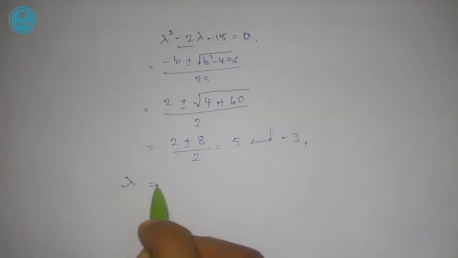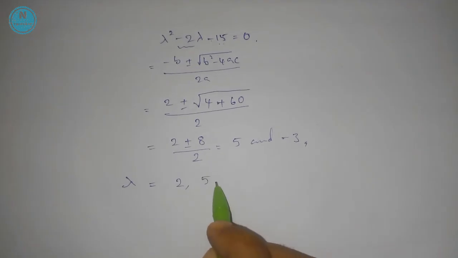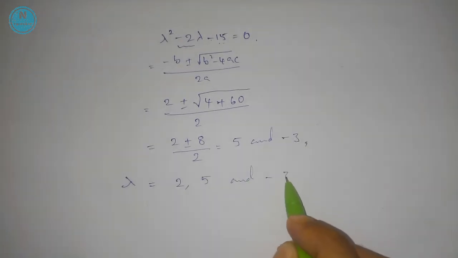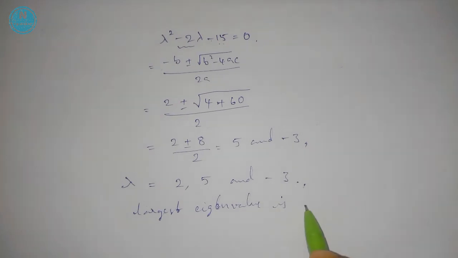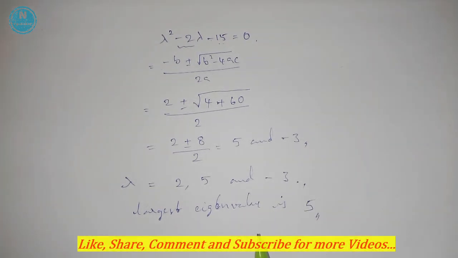So the eigenvalues are 2, 5 and minus 3. In this we need to find the largest one. The largest eigenvalue is 5. This is the solution for the question.